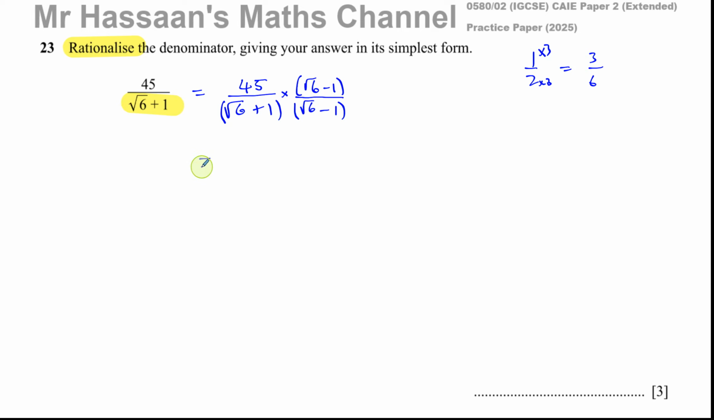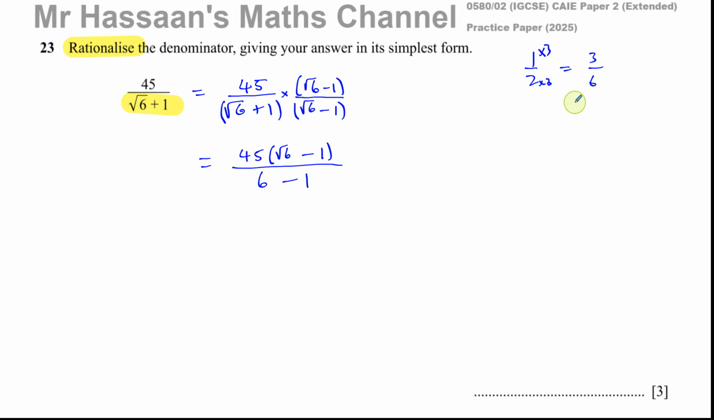So this is going to be 45 times root 6 minus 1 over, and here we're going to have root 6 times root 6, as I said, which is 6, and you're going to have minus 1, because the middle term will disappear.